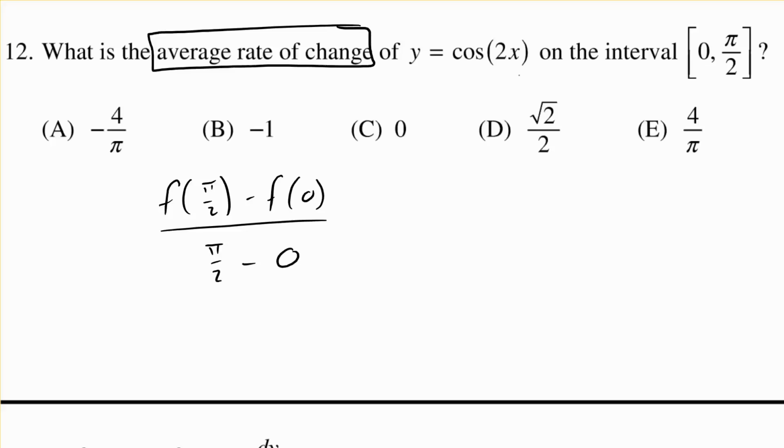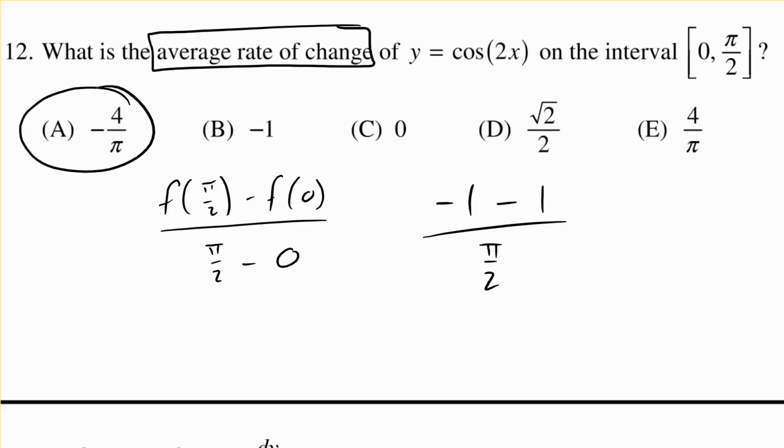What is the cosine of 2 times pi over 2? So that would be a pi. So the cosine of pi is -1 minus the cosine of 0, which is 1, over pi over 2. So that's going to be -2 over pi over 2, which is going to give me -4 over pi.